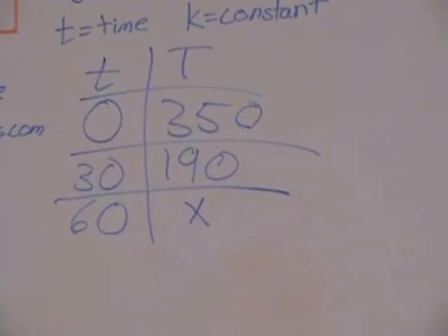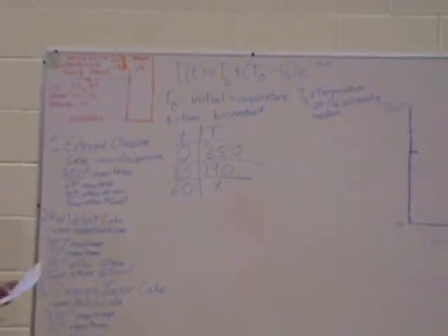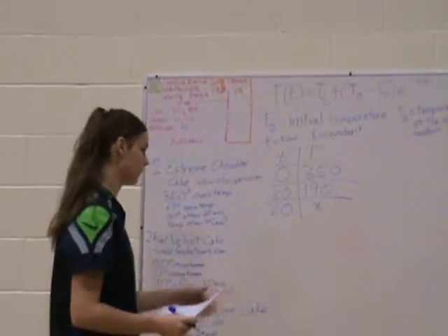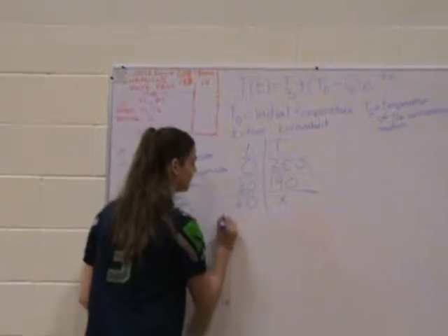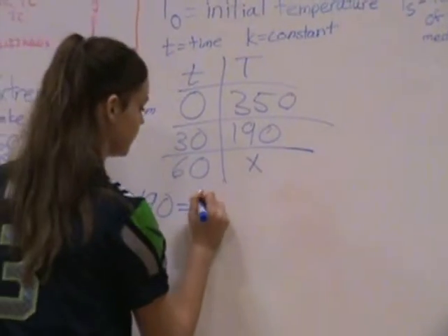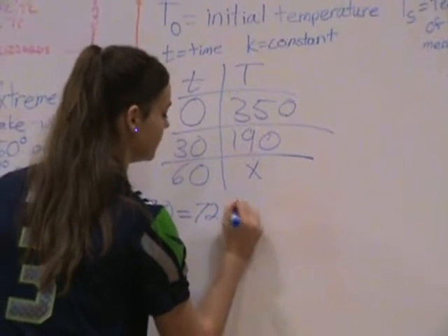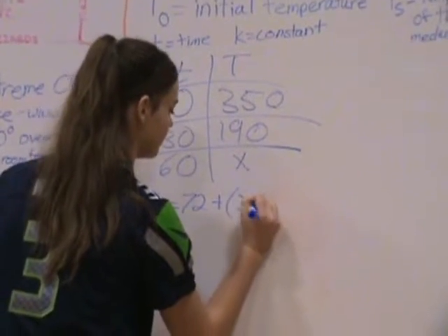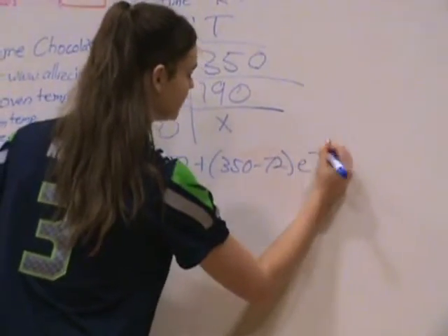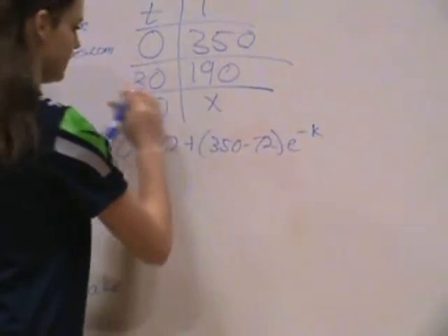And then you want to know after 60 minutes, what's the temperature? So then you would go back and do the same thing that you did on this last problem. So you would do 190 equals, so it would be 72 degrees plus 350 minus 72 times e to the negative k of 30.